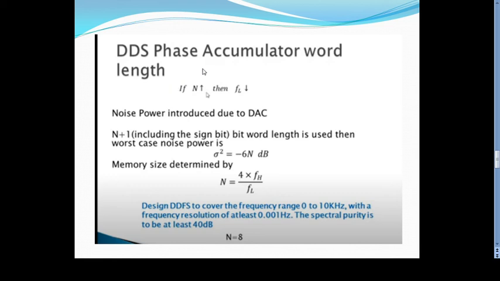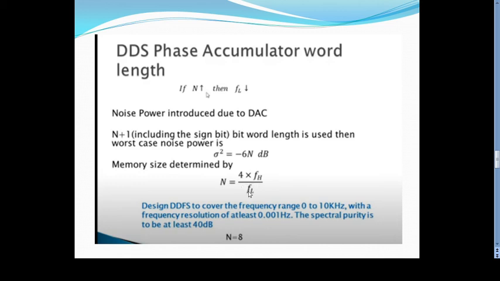In the DDS phase accumulator, if n is the number of locations, then the lower frequency will decrease. The noise power introduced due to the DAC has word length n plus the sign bit, and the noise power is given by sigma squared equal to minus 6 into n dB. Then the memory size is determined by the lower and upper frequency: n equals 4 into upper frequency divided by lower frequency.